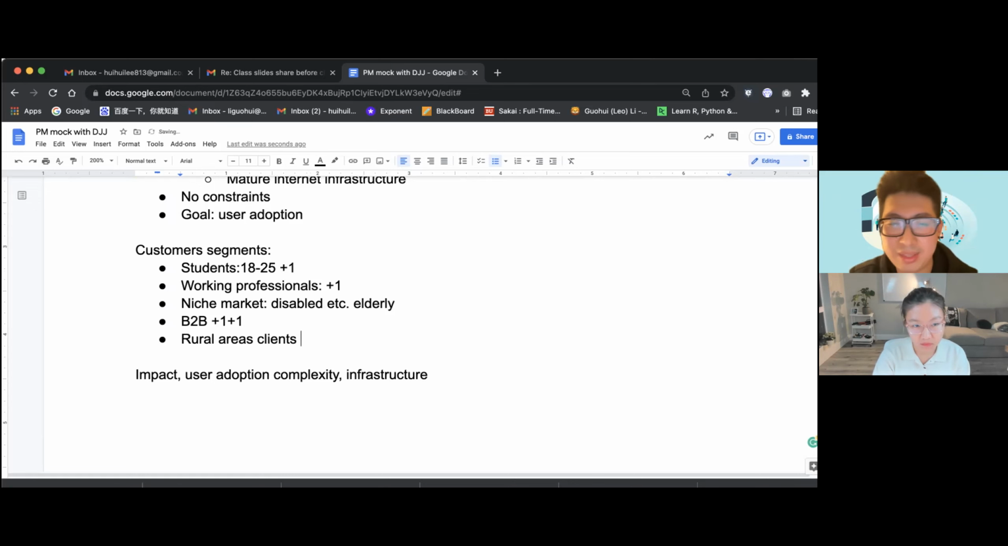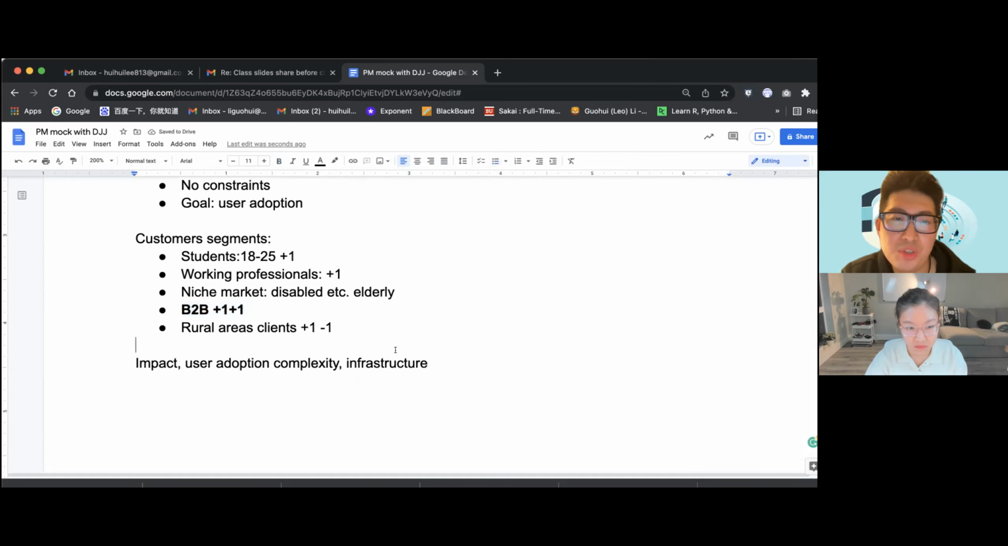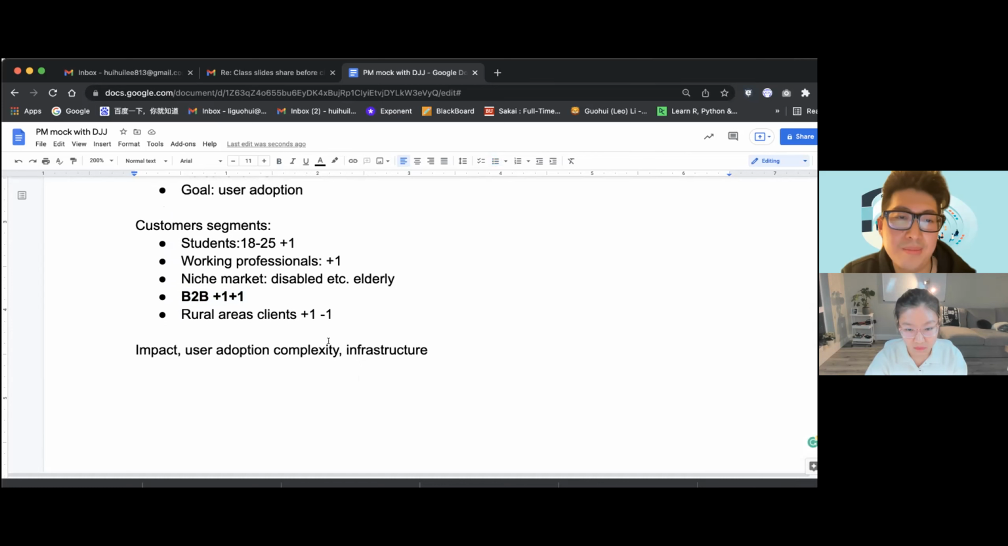And for the last one, I think there is great need, demand and impact here, but I will deduct 1 point for adoption complexity or infrastructure conditions, because rural areas usually mean we don't have great transportation or internet connection hardware there. So in general, to sum up, I will probably go with the B2B business here to build a smart or efficient product delivery system for this segment.